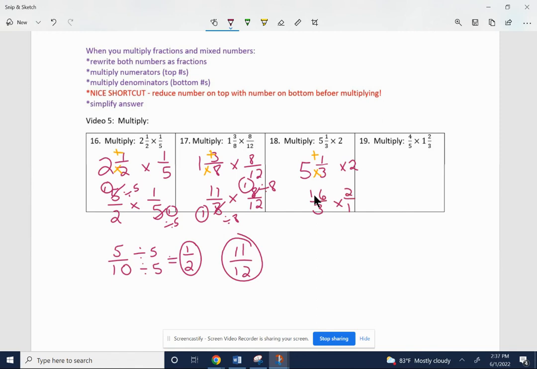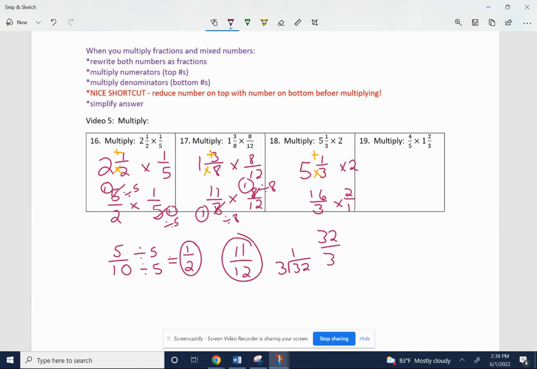Okay, now we just multiply the tops. 16 times 2 is 32. Multiply the bottoms. 3 times 1 is 3. Okay, mathematically, this is a perfectly good answer, but it is improper. So to change it to a mixed number, divide 3 into 32.